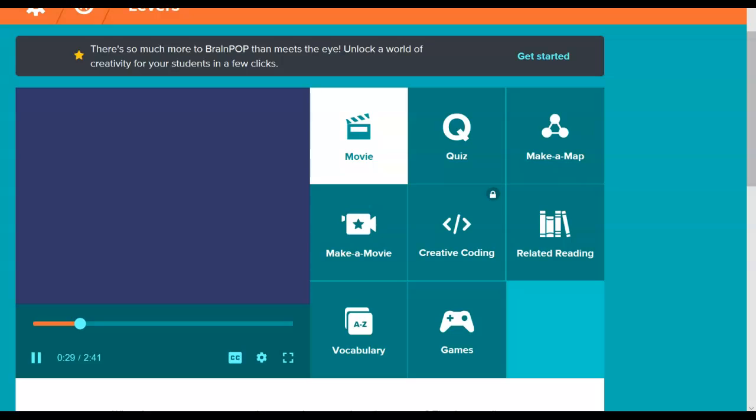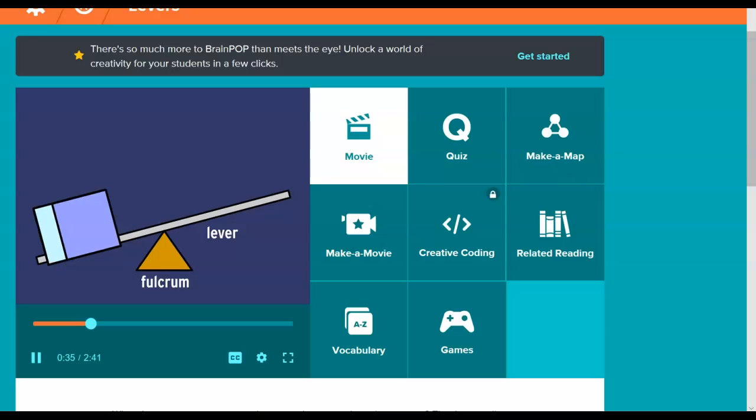A lever has four components. The lever itself is a length of relatively stiff material. The fulcrum is the point on which the lever balances or pivots. The load is the weight or resistance that needs to be overcome, and the effort is the force you apply to the lever.